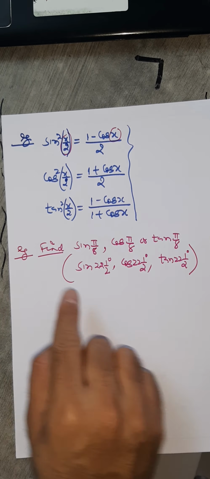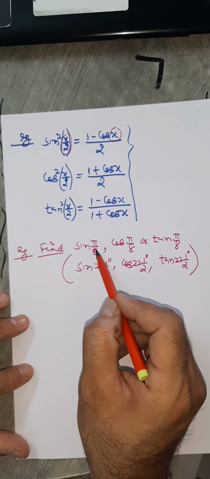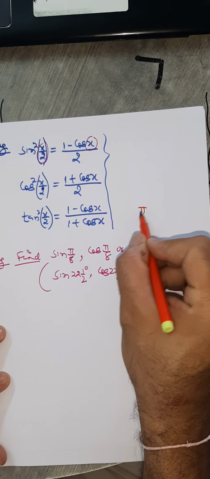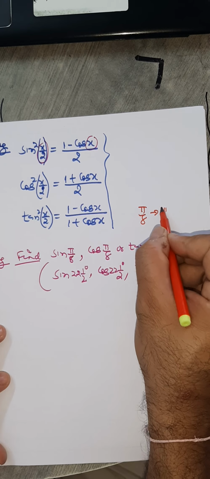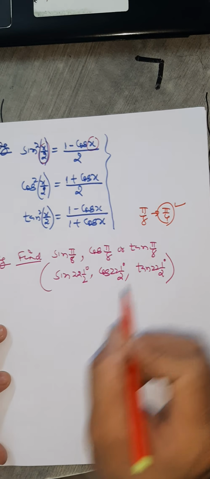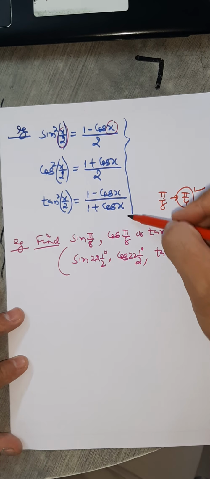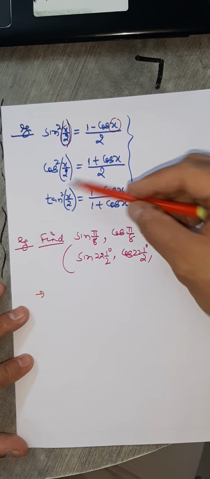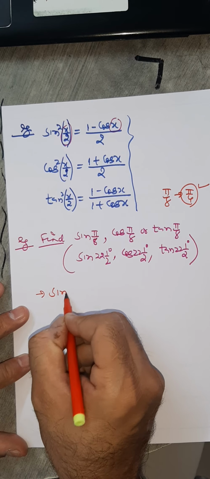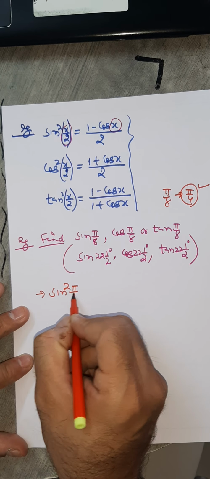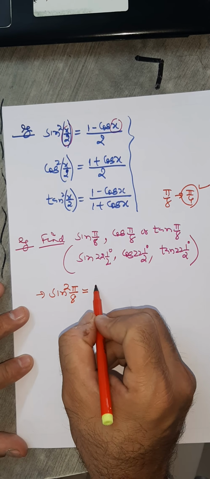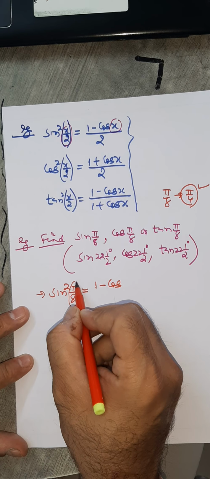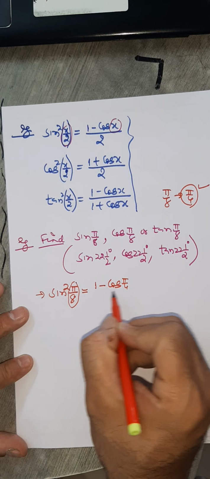So what do we do? We don't have pi by 8, but we know double of pi by 8. What's the double of pi by 8? Double of pi by 8 is pi by 4. Pi by 4 values you know. So I'll use these double angle formulas. In each formula you have square. So I'll start with sine squared pi by 8. So it will be 1 minus cosine double of pi by 8, which is pi by 4, the whole by 2.